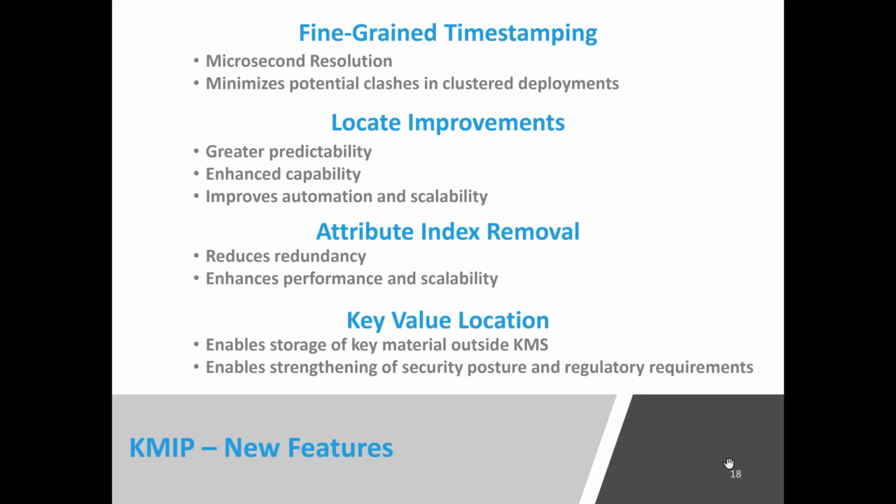Attribute index removal. Effectively, this was an overhead that carried over from 1.0. We've decided to remove it in 2.0. You could use an attribute index when you were dealing with particular attributes. There was no need, particularly when we're dealing with canonical form, which was the other change in 2.0 that I mentioned earlier. It's just not needed. So we've removed that, which again reduces the message size and complexity, which breeds performance and scalability enhancements.